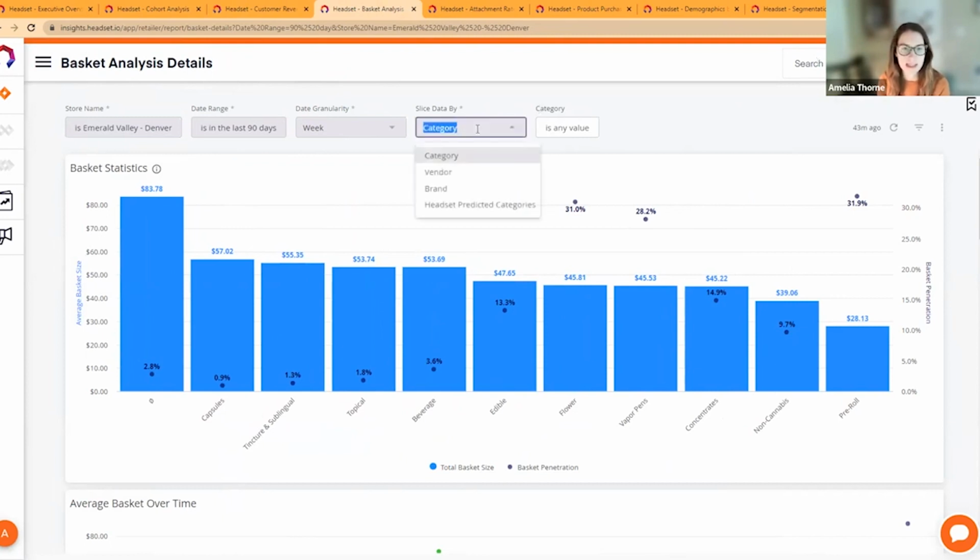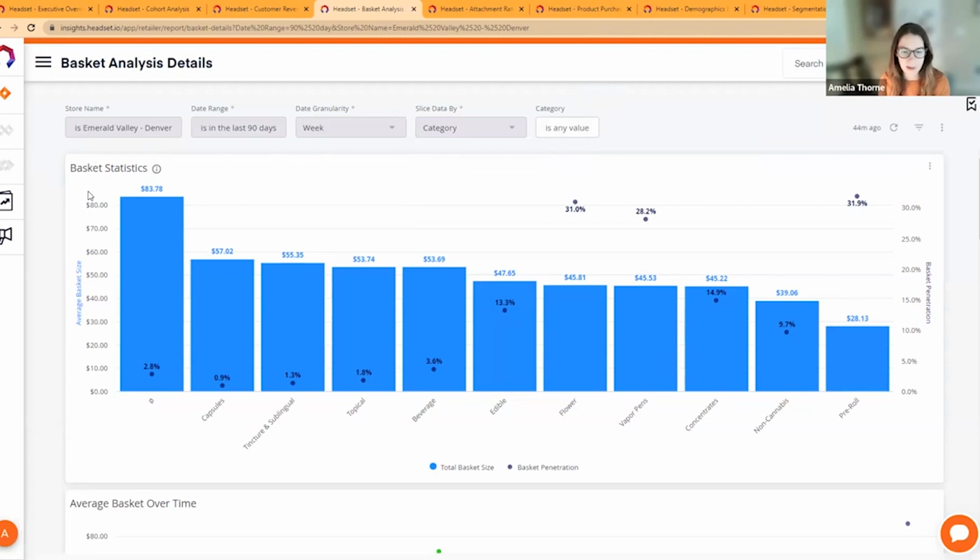You can also slice this by different types of data. So if you want to look at your vendors, your brands, I prefer to look at it by category first, just to get an idea, and then you can switch it to vendor or brand if you want to understand, okay, what brand is really being purchased most frequently out of a certain category. You can get pretty granular with this type of information. So with the basket statistics, this is the first visual that I would probably start to look at.